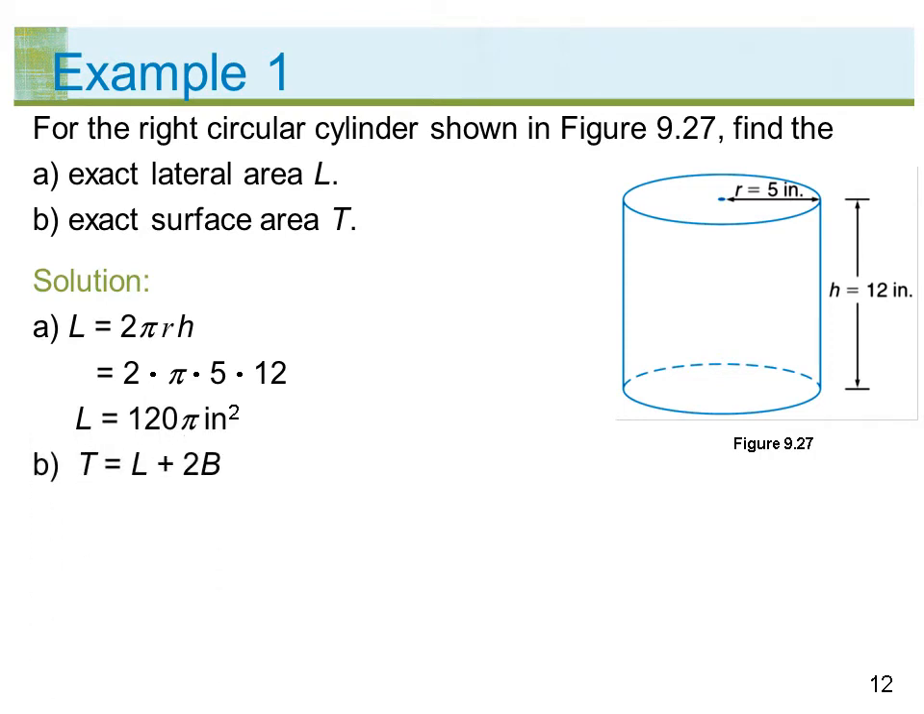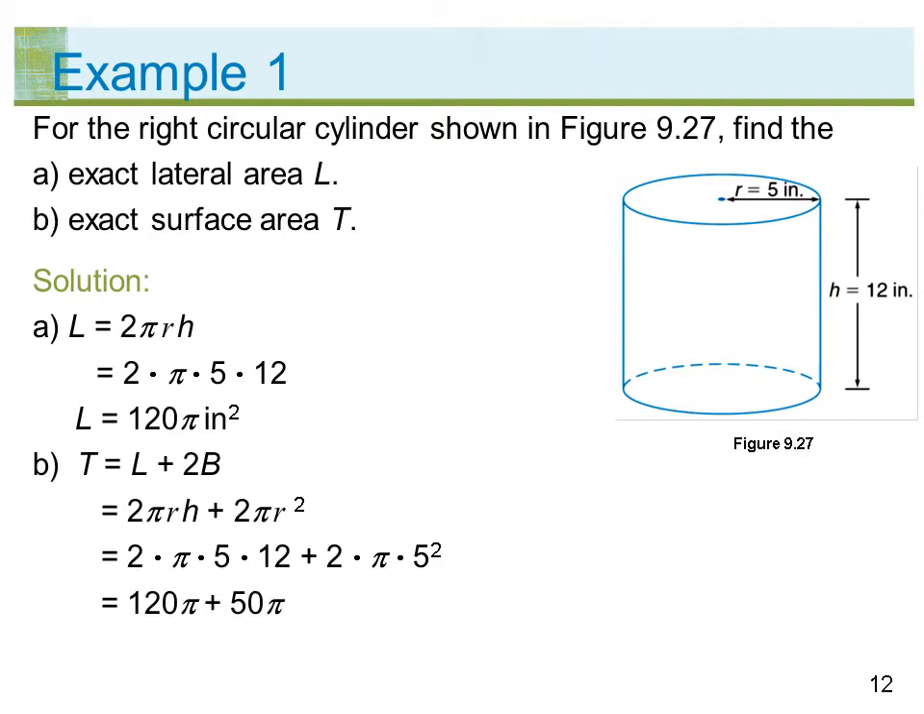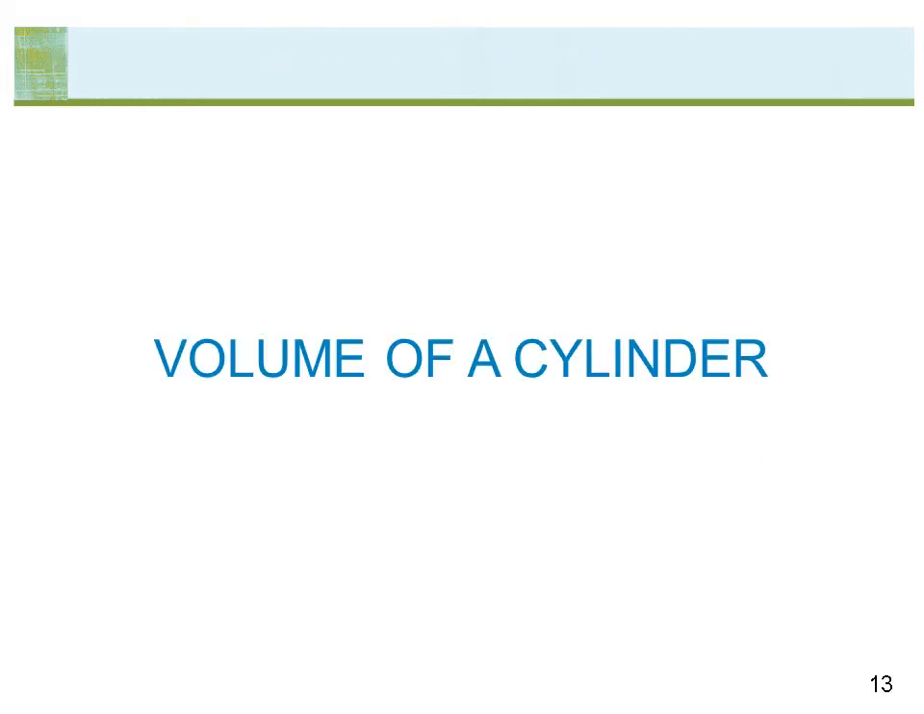B. T equals L plus 2B equals 2 pi rh plus 2 pi r squared equals 2 times pi times 5 times 12 plus 2 times pi times 5 squared equals 120 pi plus 50 pi. T equals 170 pi inches squared.